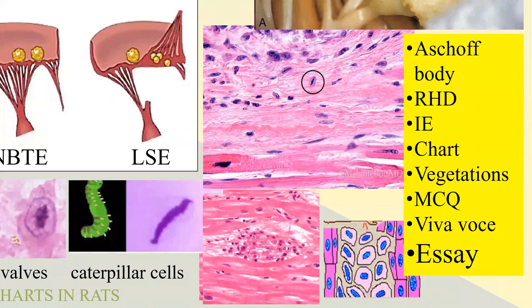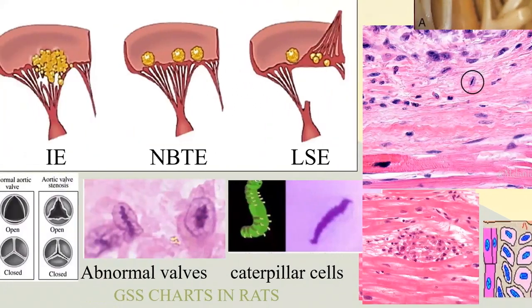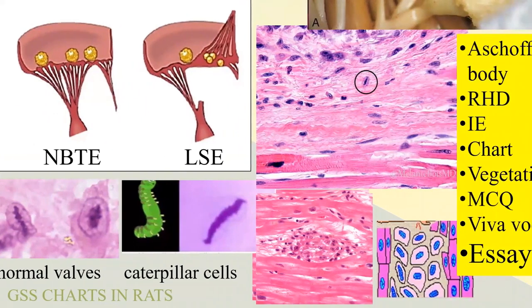And they are called the Anitschkow cells. Look at this over here. You find that the chromatin is in the form of a caterpillar. This is a picture of a caterpillar, and it exactly resembles this. The entire lesion is called the Aschoff body. And this is a schematic picture of the same, which you people can draw.